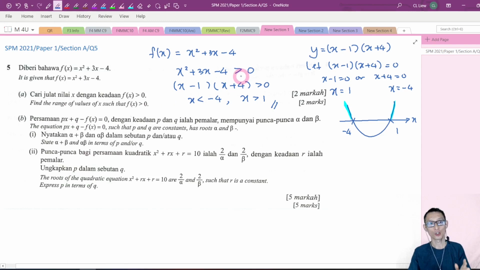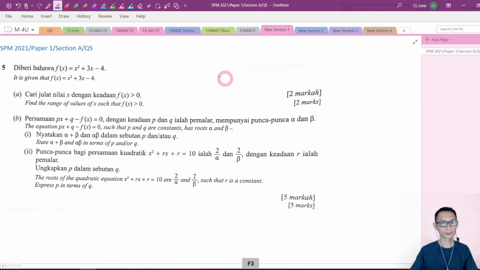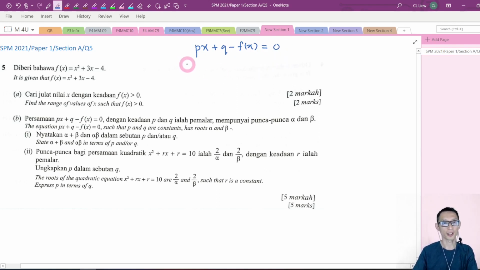Now let's go to part B. The equation px plus q minus f of x is equal to 0, such that p and q are constant, has roots alpha and beta. Okay, px plus q minus f of x is equal to 0. So px plus q minus f of x, which is this one.